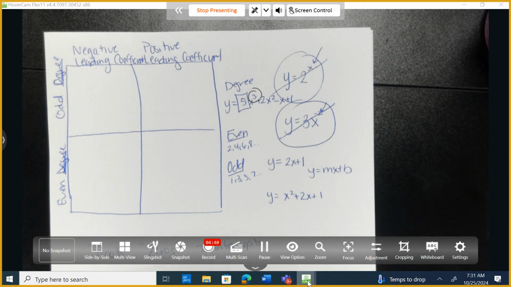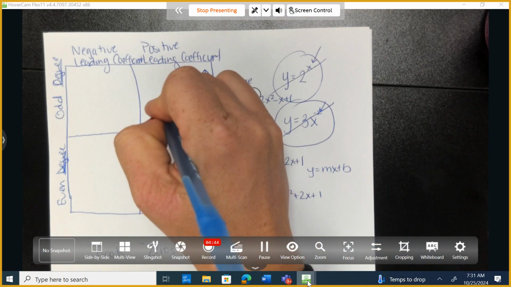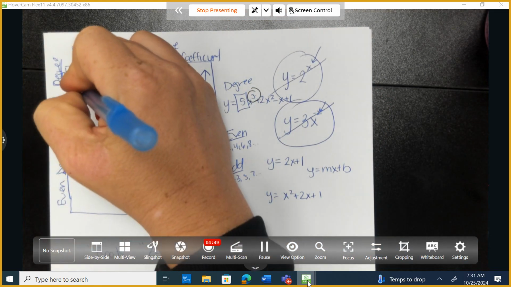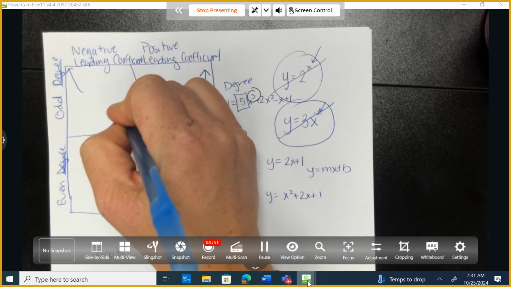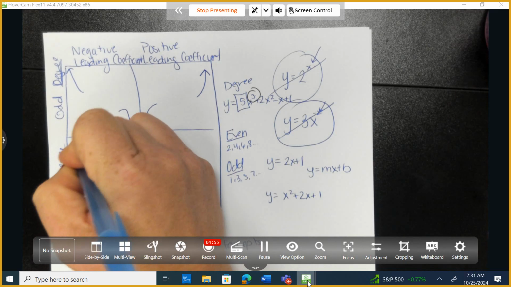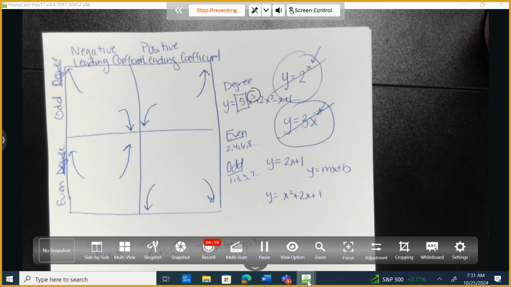Please draw the arrows. This is going to be draw up on the right, down on the left, up on the left, down on the right. It matters what boxes these go into.